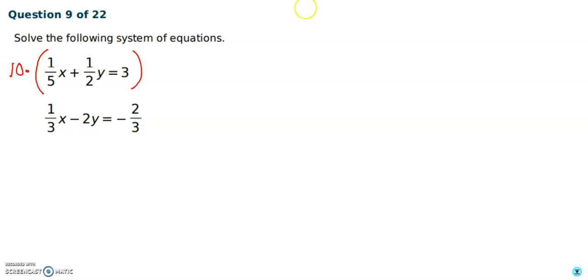Remember that when you're multiplying a whole number times a fraction, we really have a 1 underneath that whole number, and we're multiplying straight across the top. 10 times 1 is 10. 1 times 5 is 5, and then we should be able to divide. 10 divided by 5 gets us 2. We've just eliminated that fraction and we end up with 2x.